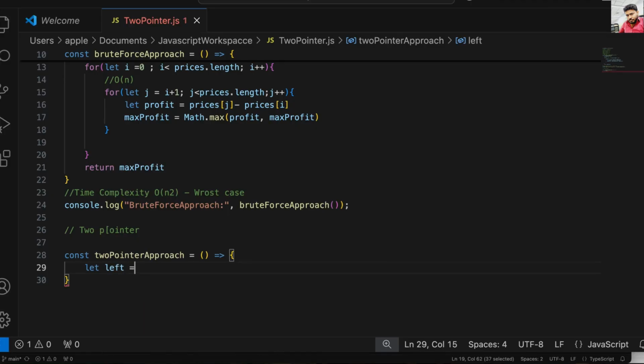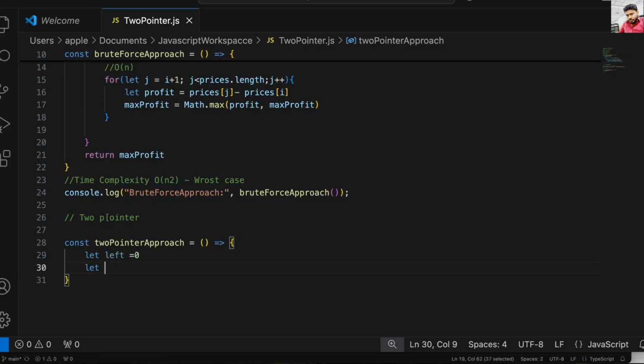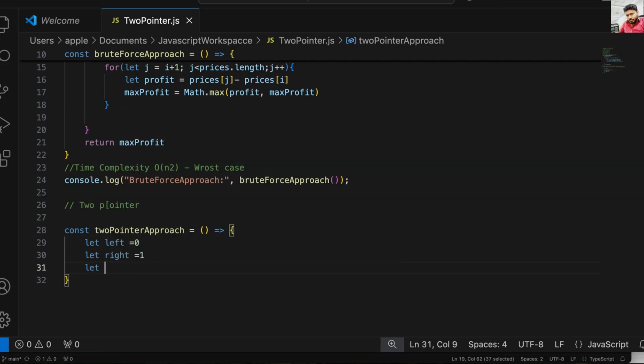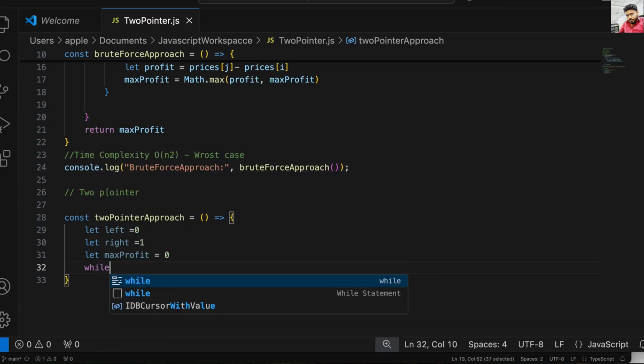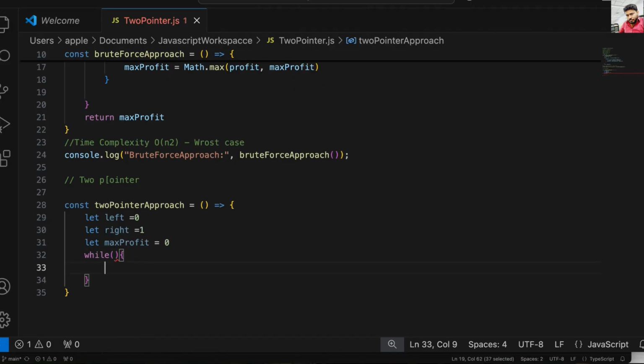Left is equal to initial left, and right is equal to the next value. Okay, and we need to calculate the max profit. Max profit also initializes to 0. So here we are going with only one loop, and here I already declared three values, right? One is for left, one is for right, and one is for max profit.